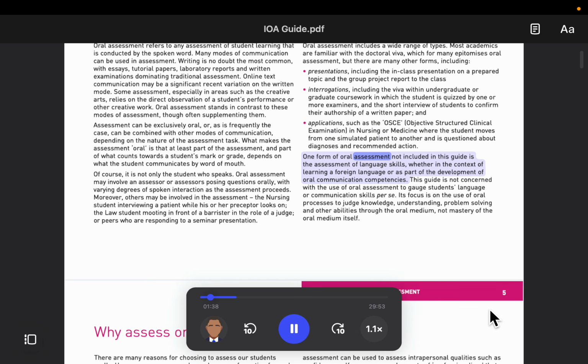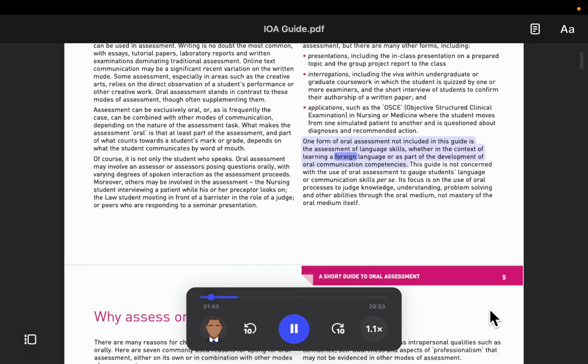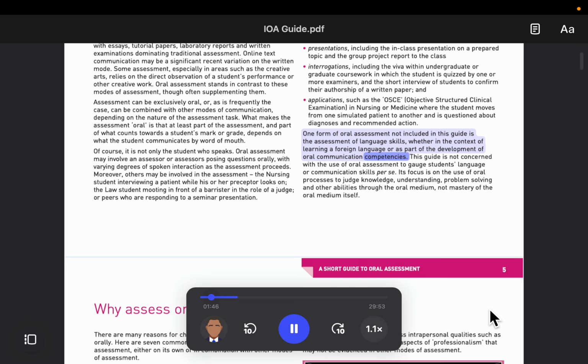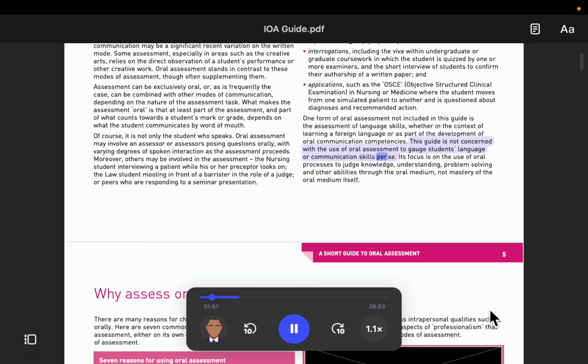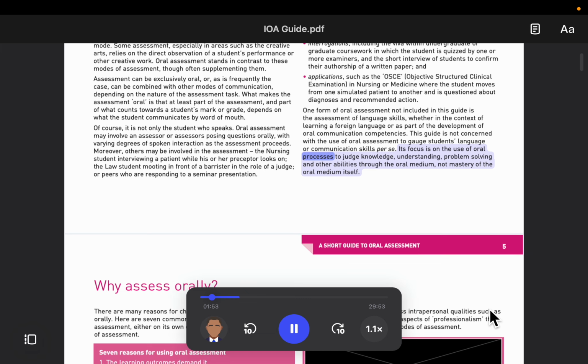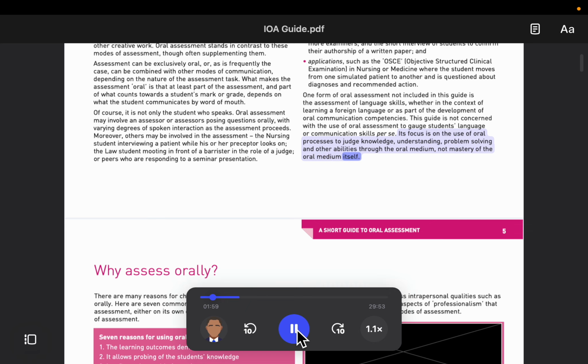One form of oral assessment not included in this guide is the assessment of language skills, whether in the context of learning a foreign language or as part of the development of oral communication competencies. This guide is not concerned with the use of oral assessment to gauge students' language or communication skills per se. Its focus is on the use of oral processes to judge knowledge, understanding, problem solving, and other abilities through the oral medium, not mastery of the oral medium itself.